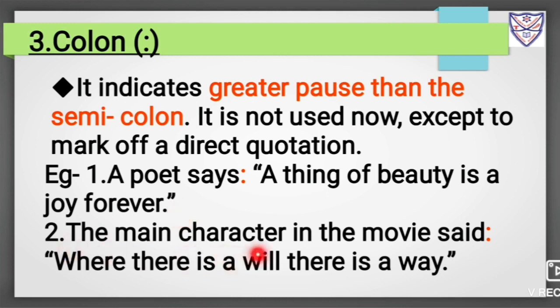Number 2: the main character in the movie said, colon, where there is a will, there is a way. So over here again, we are using the colon mark. Why? Because it shows the direct quotation given by the character in the movie, that is, where there is a will, there is a way. So we will use a colon when there is a direct quotation given by some speaker or poet in the sentence.